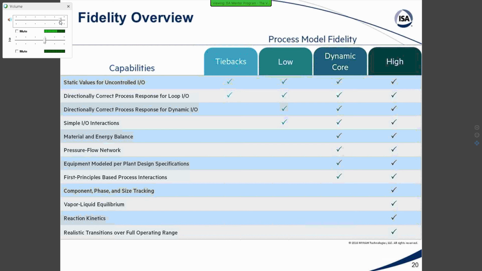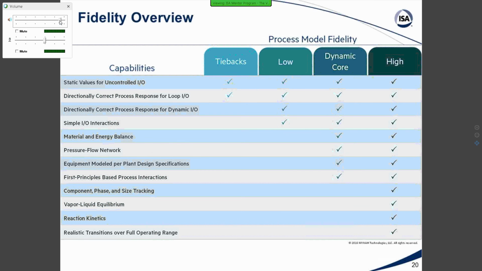Your equipment is modeled per your plant design specification, which means it's easier to maintain if equipment changes, maybe you change your valve, maybe you change your pump situation. All of those things can be implemented into your simulation very easily because it's based off design. And having first principles-based process interactions makes for a more useful simulation.